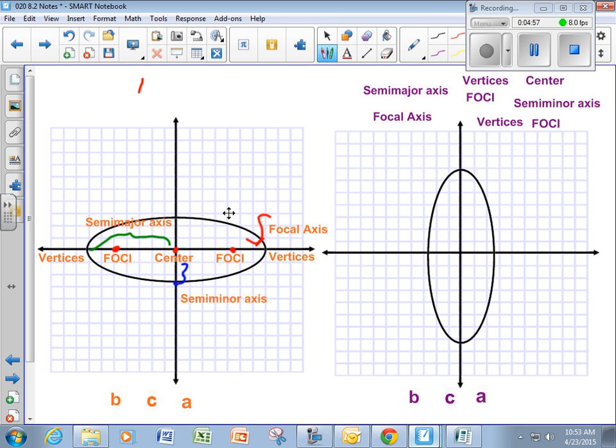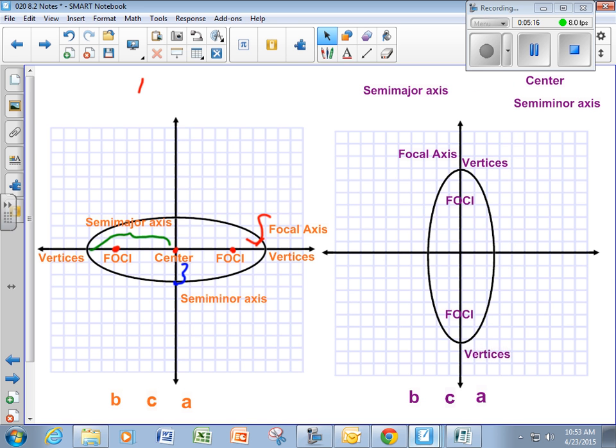Now we can label the same pieces and parts over here. I've just flipped the major axis, or our focal axis, on this one. So on this longer piece, the foci would be on this axis this time. So that makes the y-axis our focal axis. Now our vertices are here and here. And then the center is still 0, 0. Semi-major would be half of the focal axis, semi-minor, half of the minor.